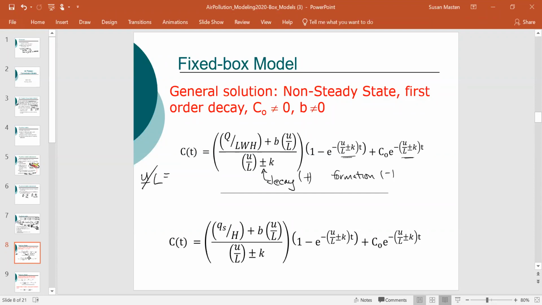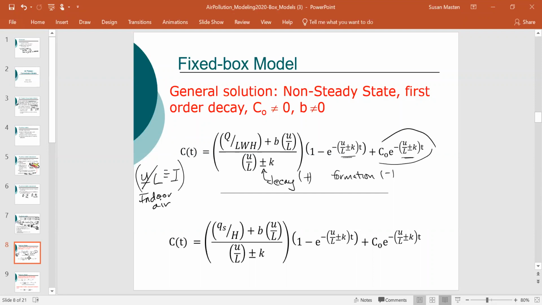This was equivalent to when we looked at indoor air. So if you go back and look at these equations, they are essentially the same. The notation is different, but it's essentially the same equation. And then this term here corresponds to that initial state.